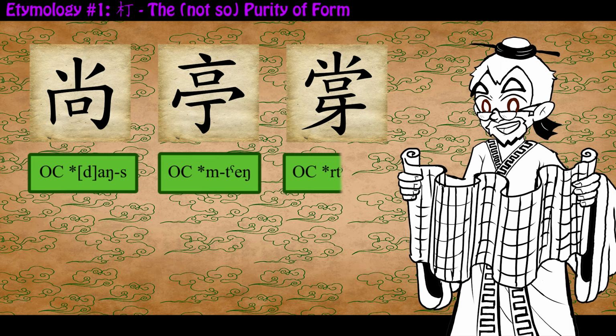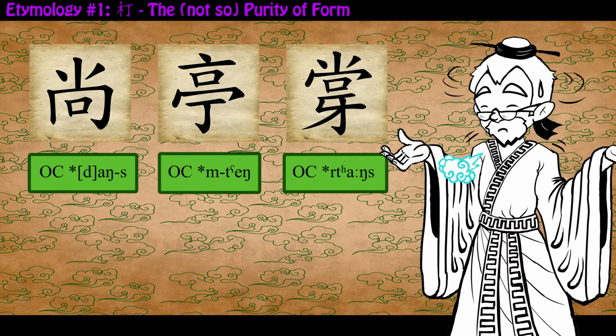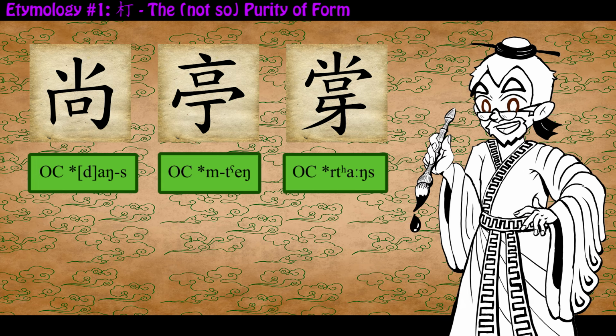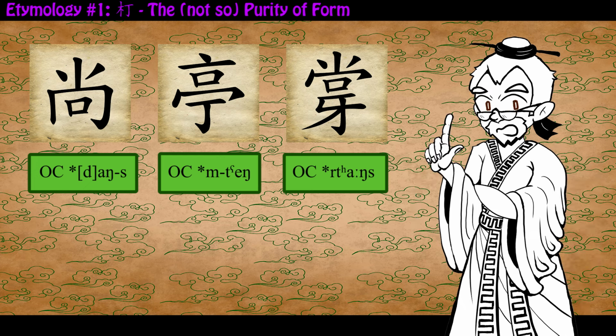I swear trying to vocalize reconstructed Old Chinese feels like reading from the Necronomicon. This range of similar but not quite identical phonetic elements seemed to suggest, to me at least, that these represented colloquial or dialectal varieties of the same word. Although I haven't found anyone backing me up on that conclusion, so take that with a pinch of salt.